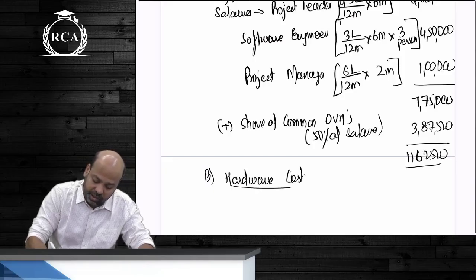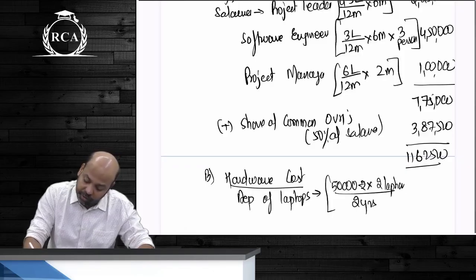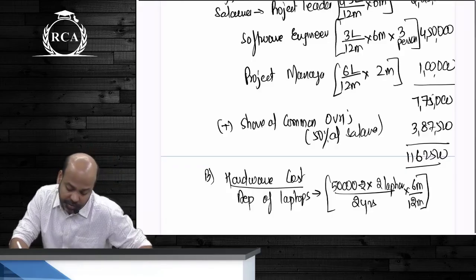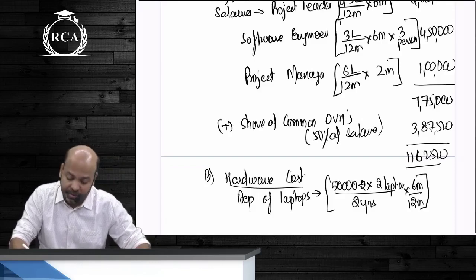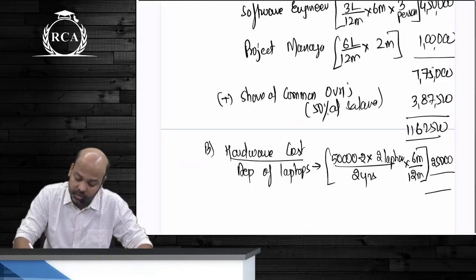Then, beta, as far as hardware and software related costs are concerned, guys, hardware cost, what will be the depreciation of laptops? Depreciation of laptops, beta, will be, how many laptops did we buy? 50,000, guys, into 2 laptops divided by 2 years, but we'll have to take proportionately only for how many months? 6 months. So depreciation per annum, beta, would be 50,000 rupees. For 6 months, depreciation will become 25,000. और कुछ है? इतना ही है ना depreciation में.